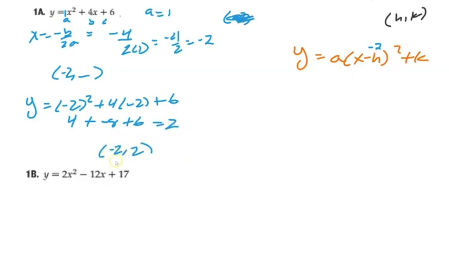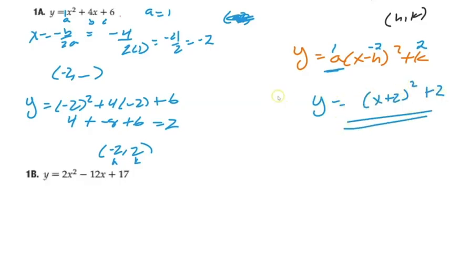This is my h and k. H is negative 2 and k is 2. And what's the a? The exact same a. A is 1. My equation is like this. Double negative makes a positive, and I get that right there. That's how I write it from standard form to vertex form. You just find the vertex, and that's your h and k, and then a is the same a.